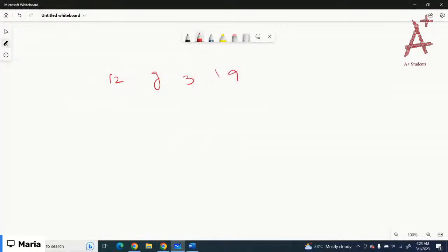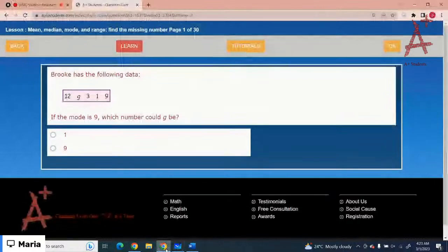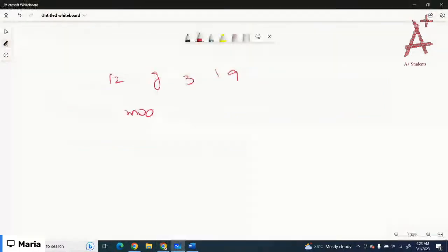Okay, and you are given the mode is 9. Mode is the number that occurs the most in the data. But here 9 appears just once, and all the other numbers also appear once, like 1 and 3. If 9 appears twice in the data, then that would be the mode. So yes, the missing number G equals 9. So G is 9. Got it?